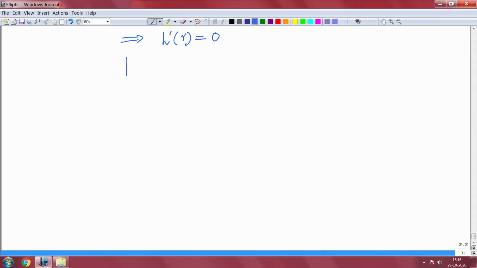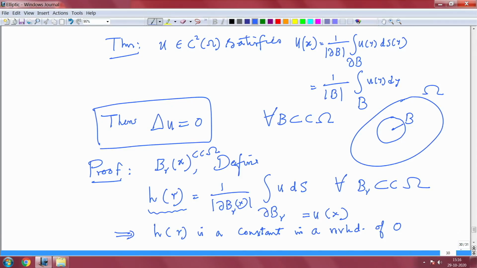Let us try to compute h prime of r. Recall your h(r) once again. When you differentiate, the integral is with respect to a domain that depends on r, so you cannot take the differentiation immediately inside. What you do is make a change of variable, a translation and a dilation.